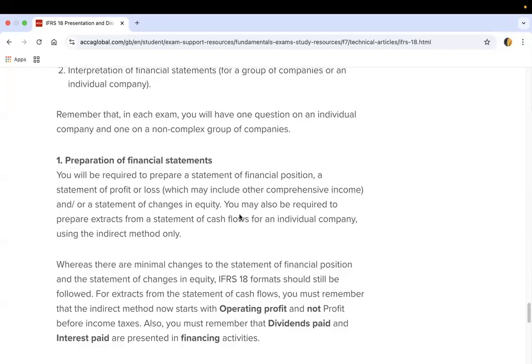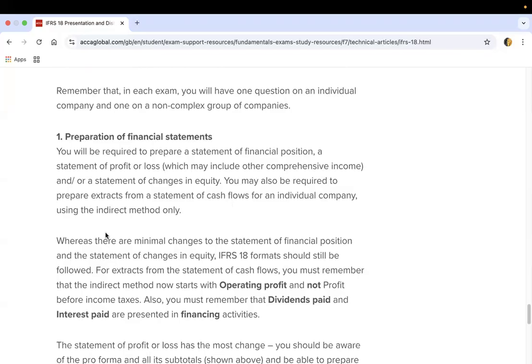You may also be required to prepare extracts from the statement of cash flows. This is what I told you. It's going to be extracts. It's not going to be a full cash flow statement.